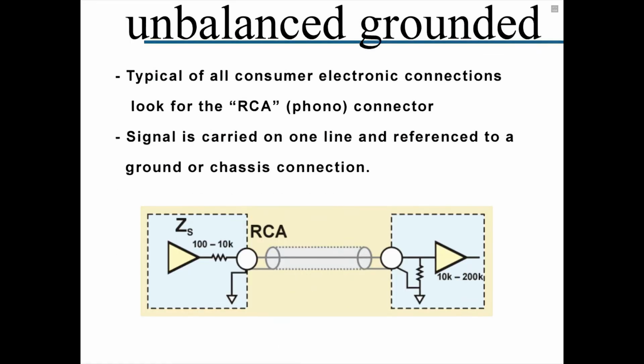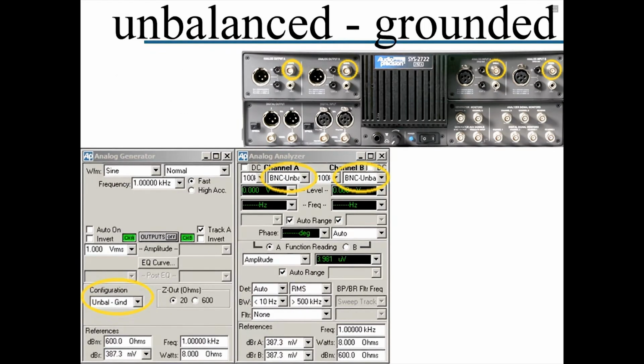Unbalanced grounded circuits are typical of all consumer devices. The signal is carried on one line and referenced to ground or a chassis connection. When using unbalanced ground in audio precision instruments, connect to the BNC connectors in the analog I/O. Select the unbalanced ground configuration in the analog generator panel and BNC unbalanced in the analog analyzer panel.